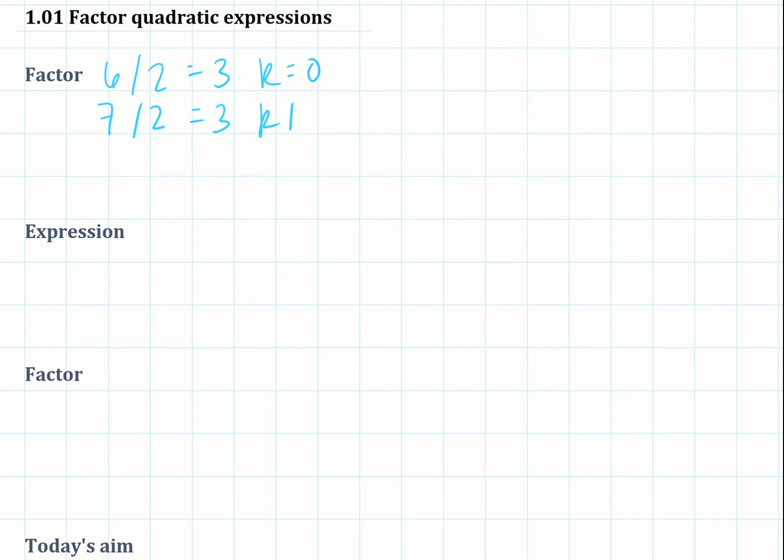But we also use the word factor as a verb. To factor means to divide. For example, we could factor 6 into 2 times 3, and we could factor 7, well, only into 1 times 7.